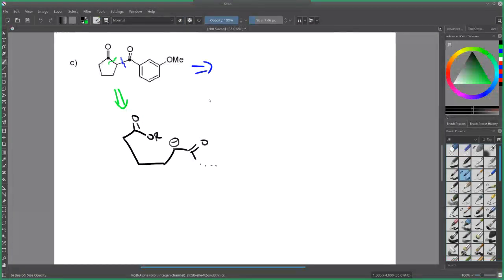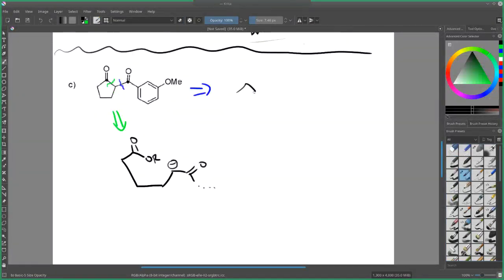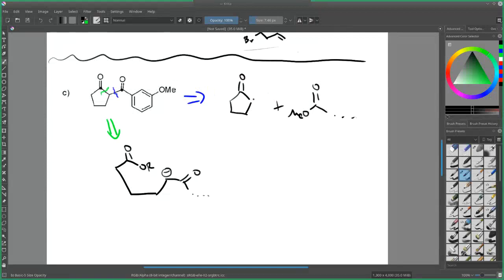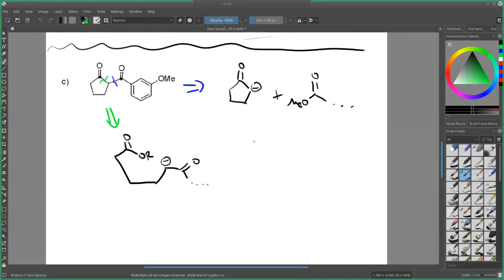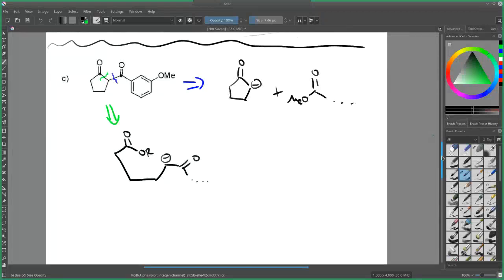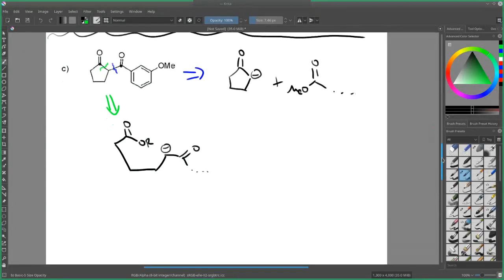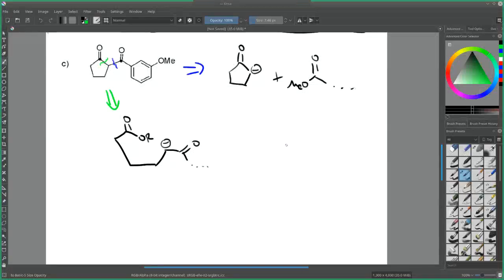Okay, and then maybe let's try the other way. So let's cleave this other bond. We've got this, and then all of this extra stuff, and we need to make it an ester, so let's make it O-methyl. Why not? This will be our enolate back here. Anything about that look weird? Silence? Okay, this looks fine too. So both of these ways actually would work.